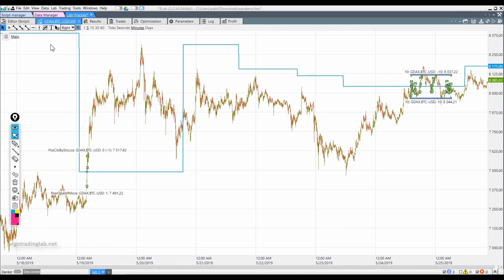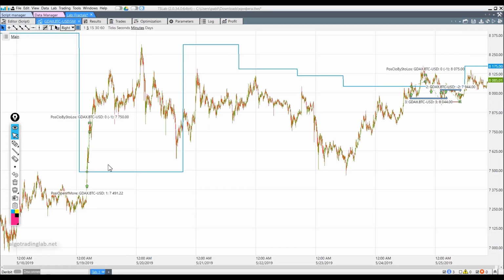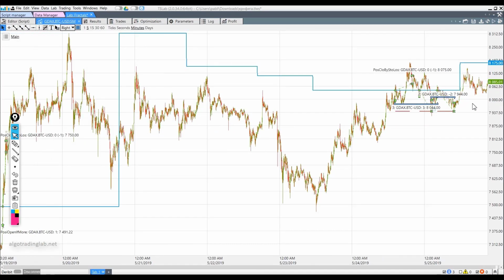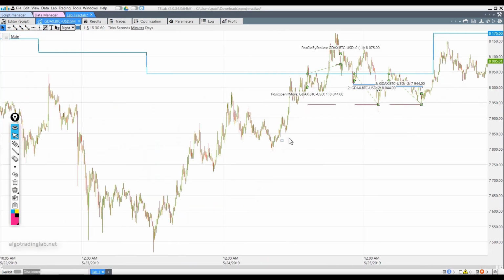However, the positions close very quickly. Perhaps we should increase the trailing parameters. Let's set the bigger values at 100 each. OK. Now the positions hold a bit longer. Everything seems to be working fine, but notice that another problem arises this time.